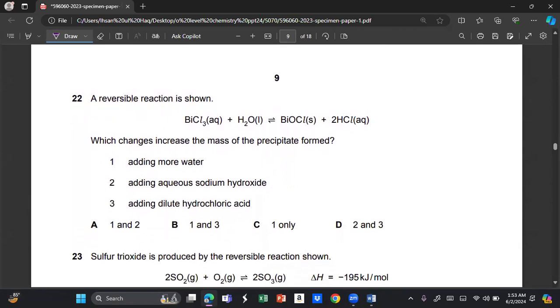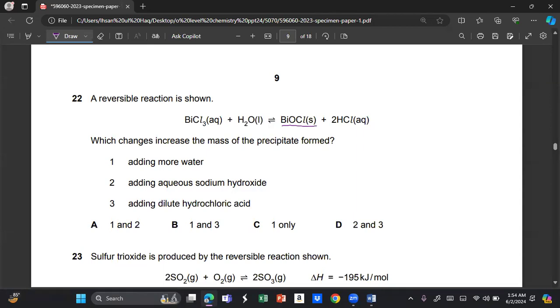Question 22. A reversible reaction is shown. Bismuth trichloride reacts with water to produce bismuth oxychloride, a solid, and hydrochloric acid. Which changes increase the mass of precipitate formed? The precipitate is BiOCl. Whenever the reaction goes forward, definitely the precipitate formed will increase in mass. Now we have to see which factors will cause the reaction to go forward. In the case of reversible reactions, when the reaction goes forward, the yield of the product will increase, and vice versa.